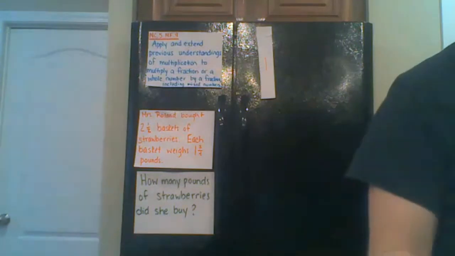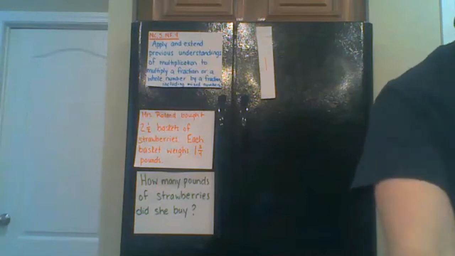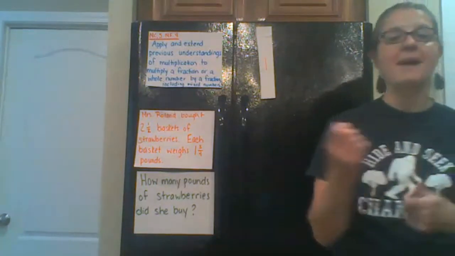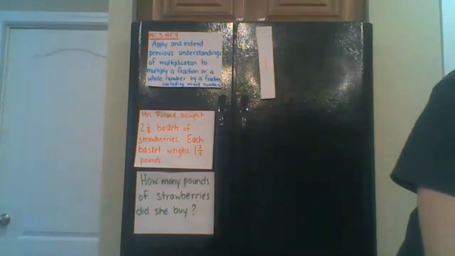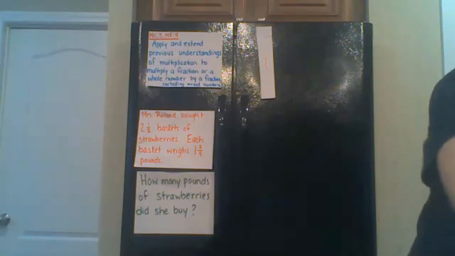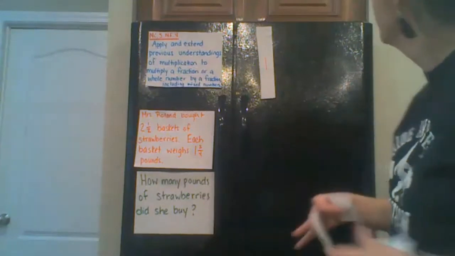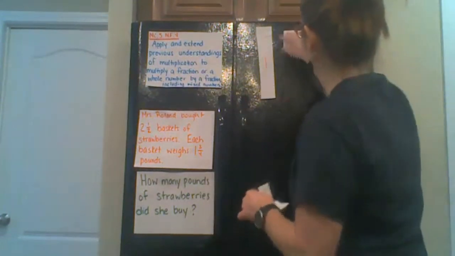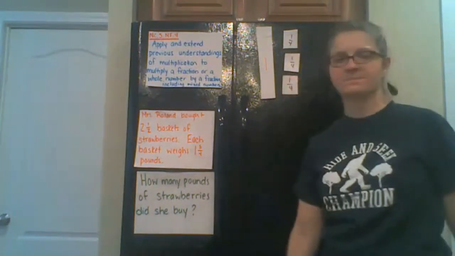And if you are wanting to draw the fourths out, that is totally and completely up to you. I like to use the pieces because I can move them around. I'm going to label my pieces. And I'm going to put them up there to represent 1 basket. All right. So there is 1 basket of strawberries.